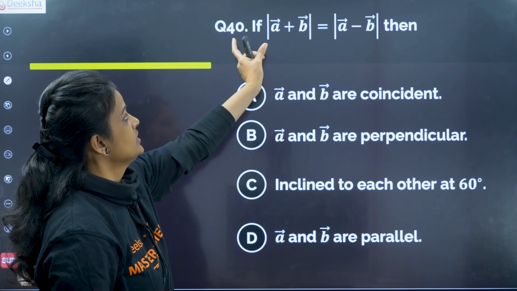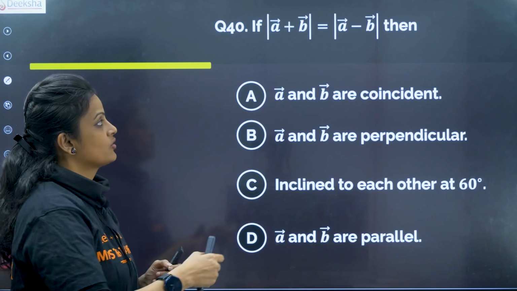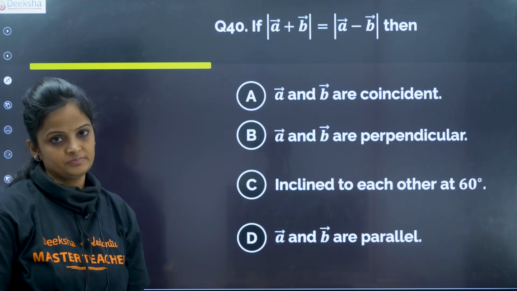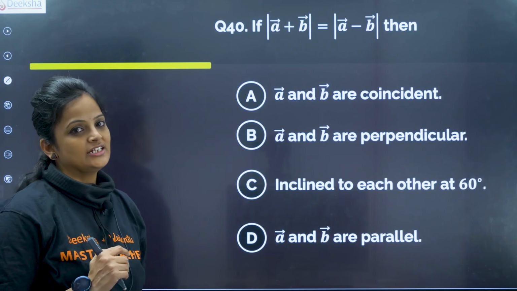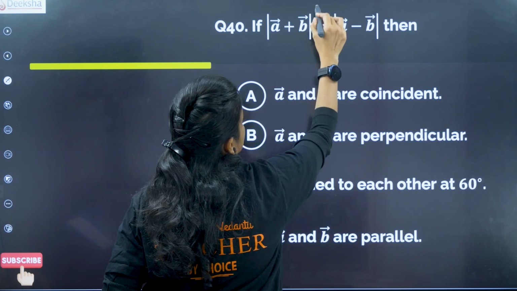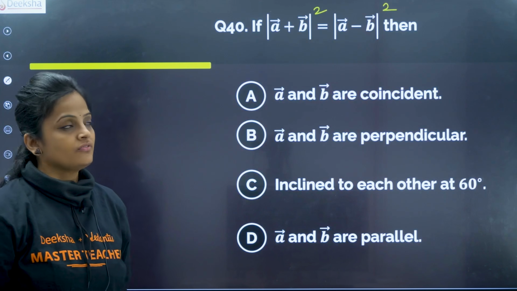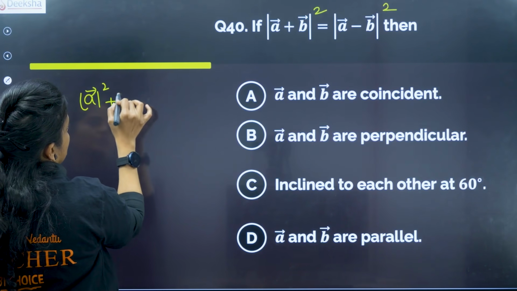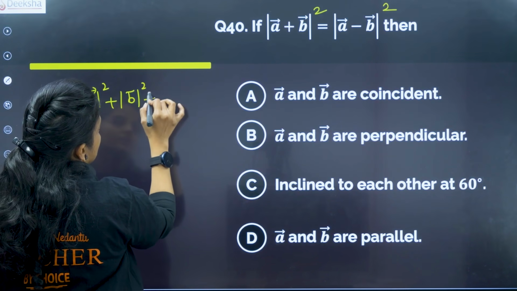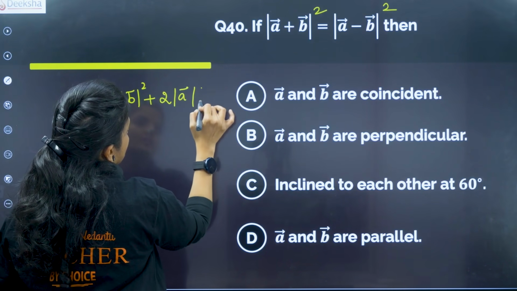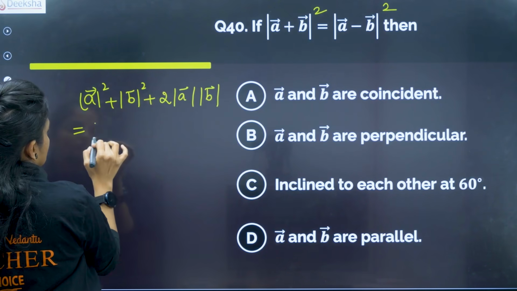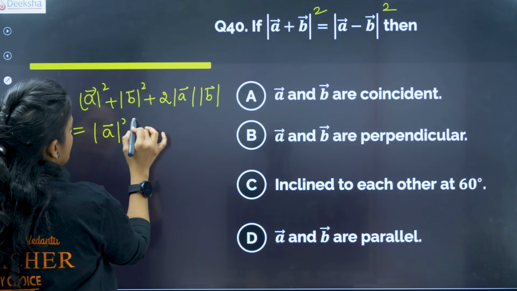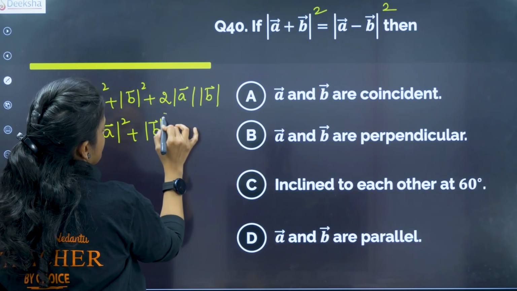A very simple question. If a plus b under modulus is equal to mod of a minus b, then which one is right? Without doing anything, actually you can tell this. So square this, then what will we get? Magnitude of a vector squared plus magnitude of b vector squared plus 2 times magnitude a magnitude b, that is equal to. In the exam you don't need to write all these vectors, just keep writing in the flow.